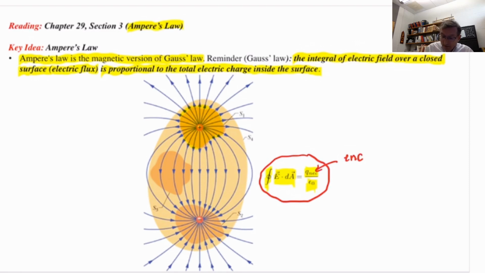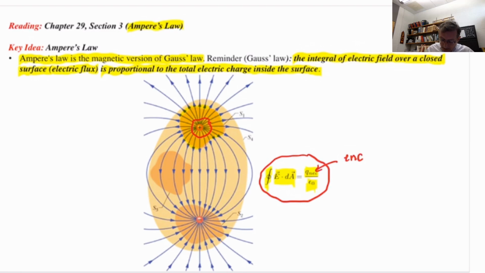And the integral of E dot dA for surface S1 would be pretty complicated to do, because the surface S1 is a pretty complicated shape. But you don't need to go through all that, because the answer for the integral of E dot dA will just be the total charge inside over epsilon zero. And there's only that one positive charge right there. So all you need to know is how big that charge is, and then divide by epsilon zero.